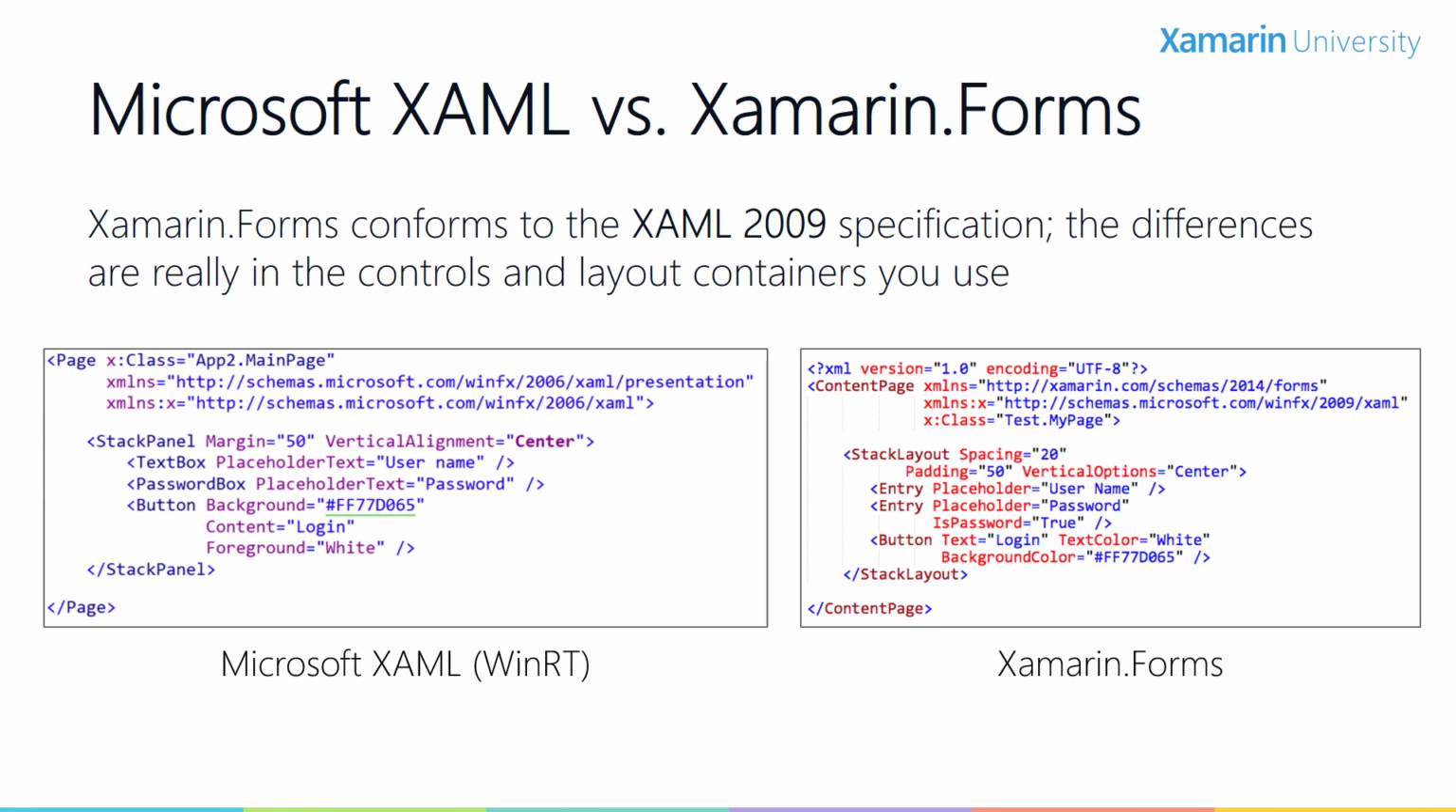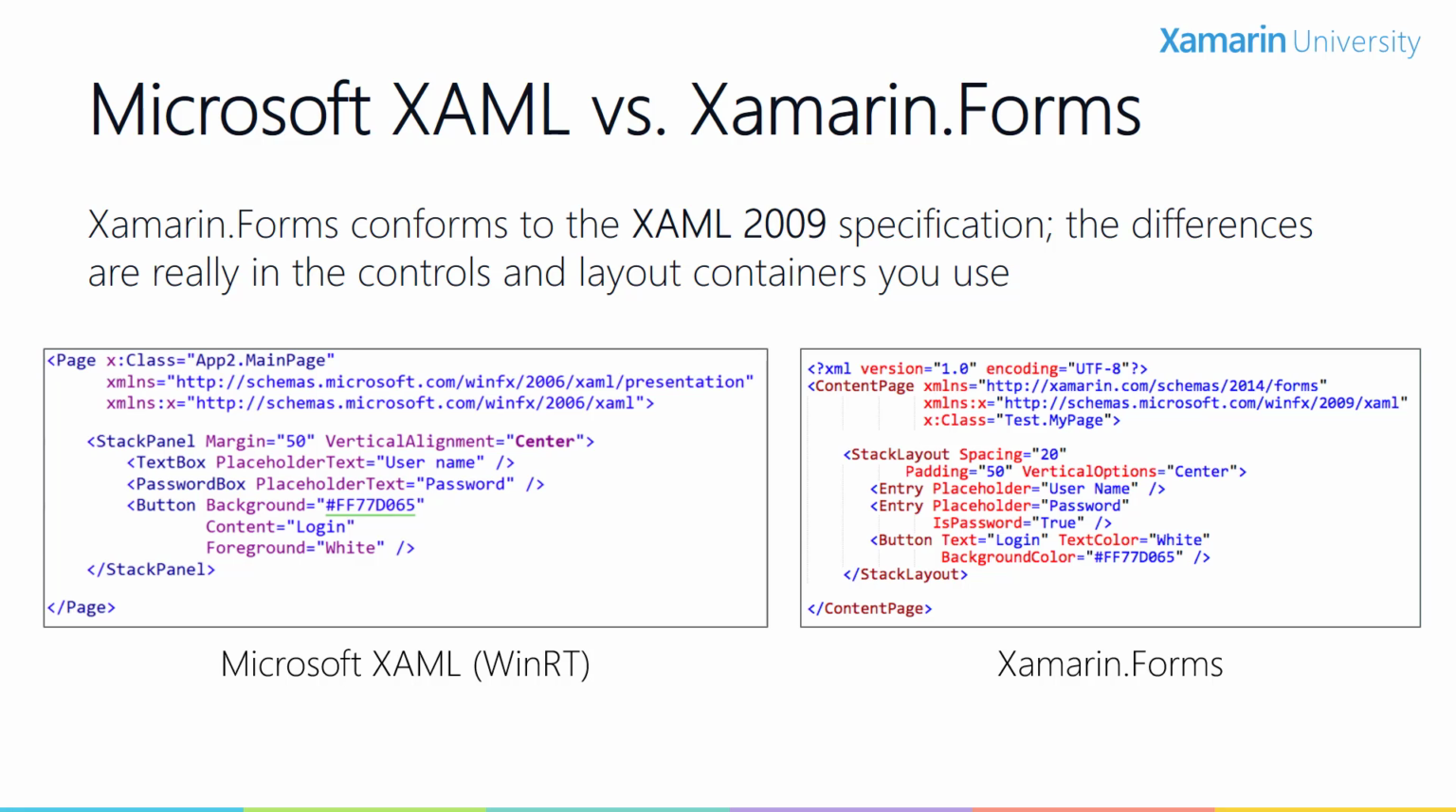So if you've used XAML with other technologies, then you have an advantage because Xamarin.Forms XAML is based off the XAML 2009 spec, but ultimately it's just XAML. So in this diagram, you can see on the left-hand side, we have a WinRT application, and on the right-hand side, we have a Xamarin.Forms application. And they're both really describing the same UI, except notice that the tags are different. Because remember, XAML is based off of the underlying object model. So in Xamarin.Forms, the controls are things like content pages, stack layouts, entries. But in WinRT, there are things like page, stack panel, and text box.